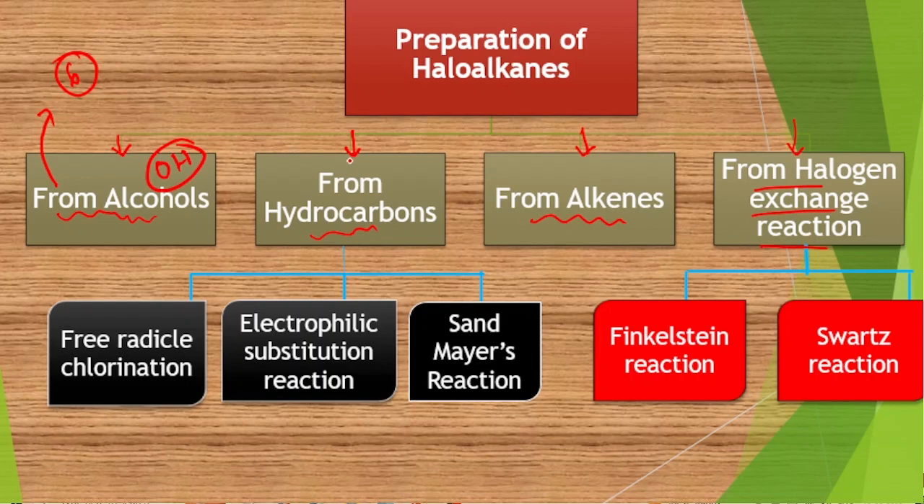From hydrocarbons, there are three different types of preparation. The first type is free radical chlorination. Then electrophilic substitution reaction. Then the third one is Sandmeyer's reaction. Then from alkenes. Alkenes, in the sense what? Which have the double bond, right? From alkenes there is no subdivision.